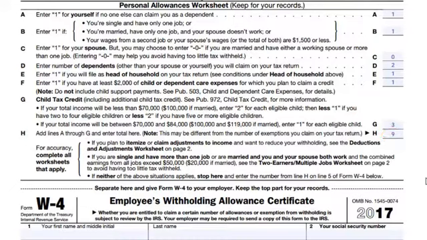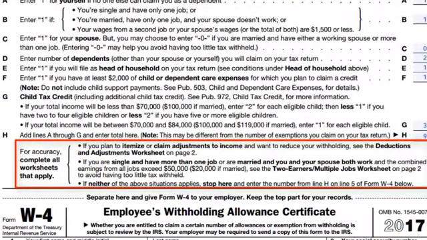Another reason many taxpayers overpay in taxes is because they do not read this form and instead list their exemptions instead of allowances. The paragraph below line H states, if you plan to itemize or claim adjustments to income and want to reduce your withholding, see the deduction and adjustment worksheet on page 2. If you are single and have more than 1 job, or are married and you and your spouse both work and the combined earnings from all jobs exceed $50,000, $20,000 if married, see the 2 earners multiple jobs worksheet on page 2 to avoid having too little tax withheld.